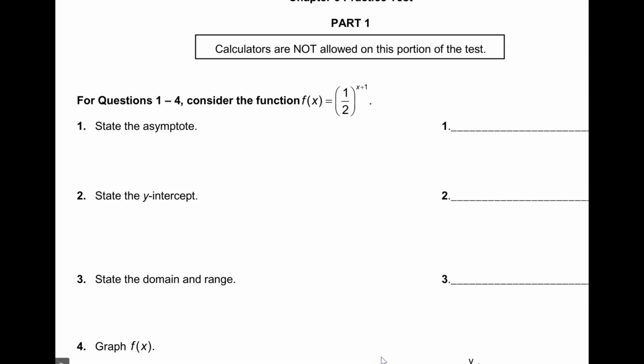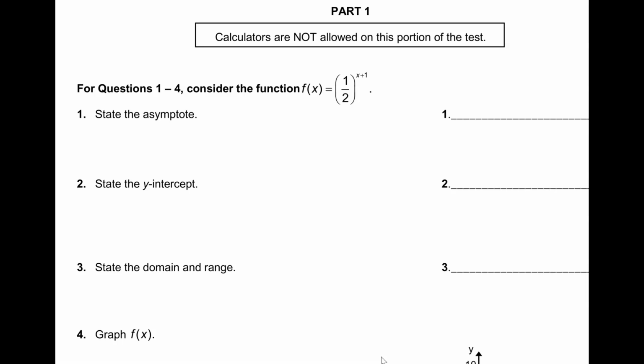What is going on here? Okay, so part 1. Notice most of this test is non-calculator. Still, though, you should have your calculator charged and ready for the 2 questions on the calculator section. The bonus is on the calculator section. Homework is due Thursday. Cool. We're all in agreement. Awesome.